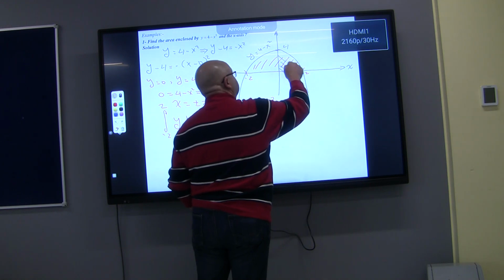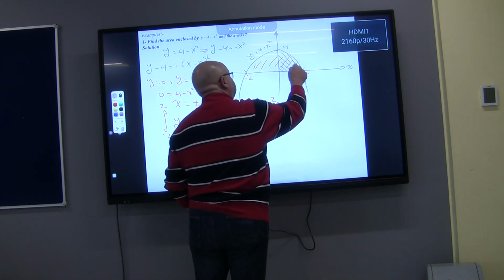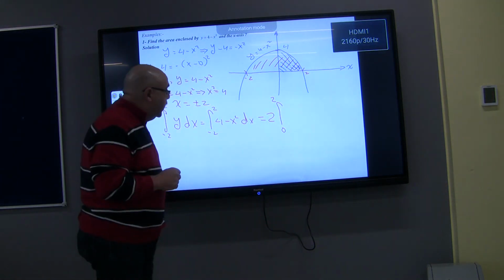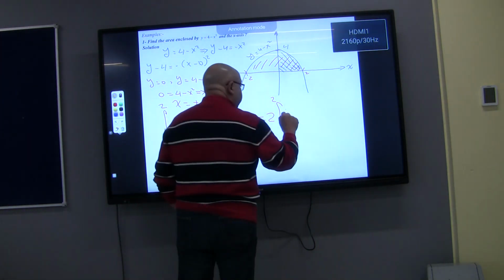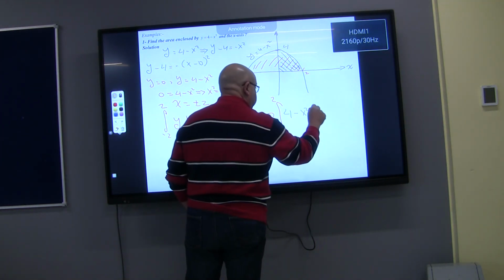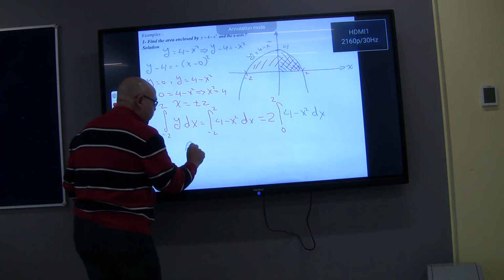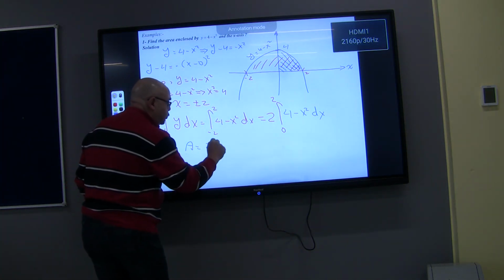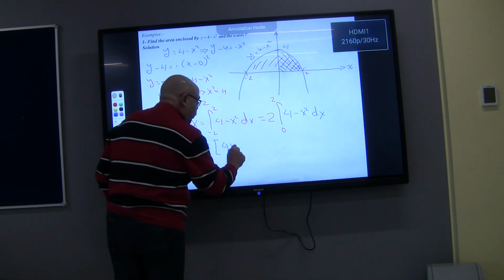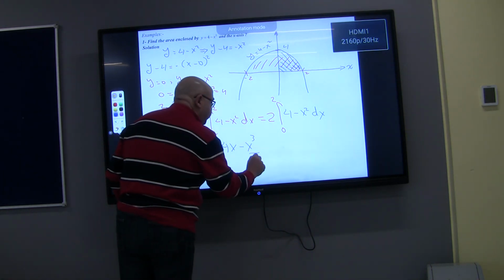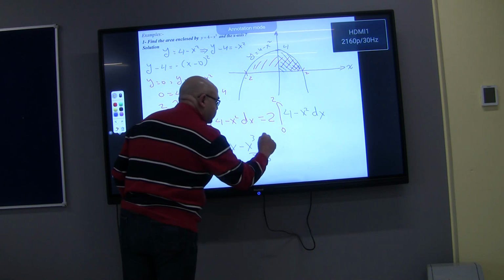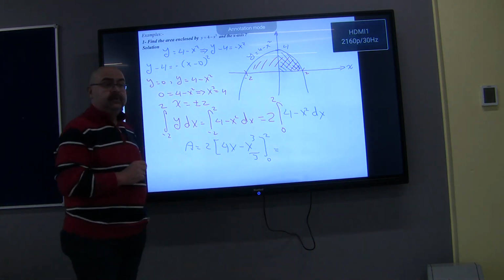I will take the part, so I will integrate from 0 to 2, 4 minus x squared dx. Start integrating. Of course I can get the area right away. This will equal 2 open a bracket which is 4x minus x to the power of 3 divided by 3 and start substituting from 0 to 2.